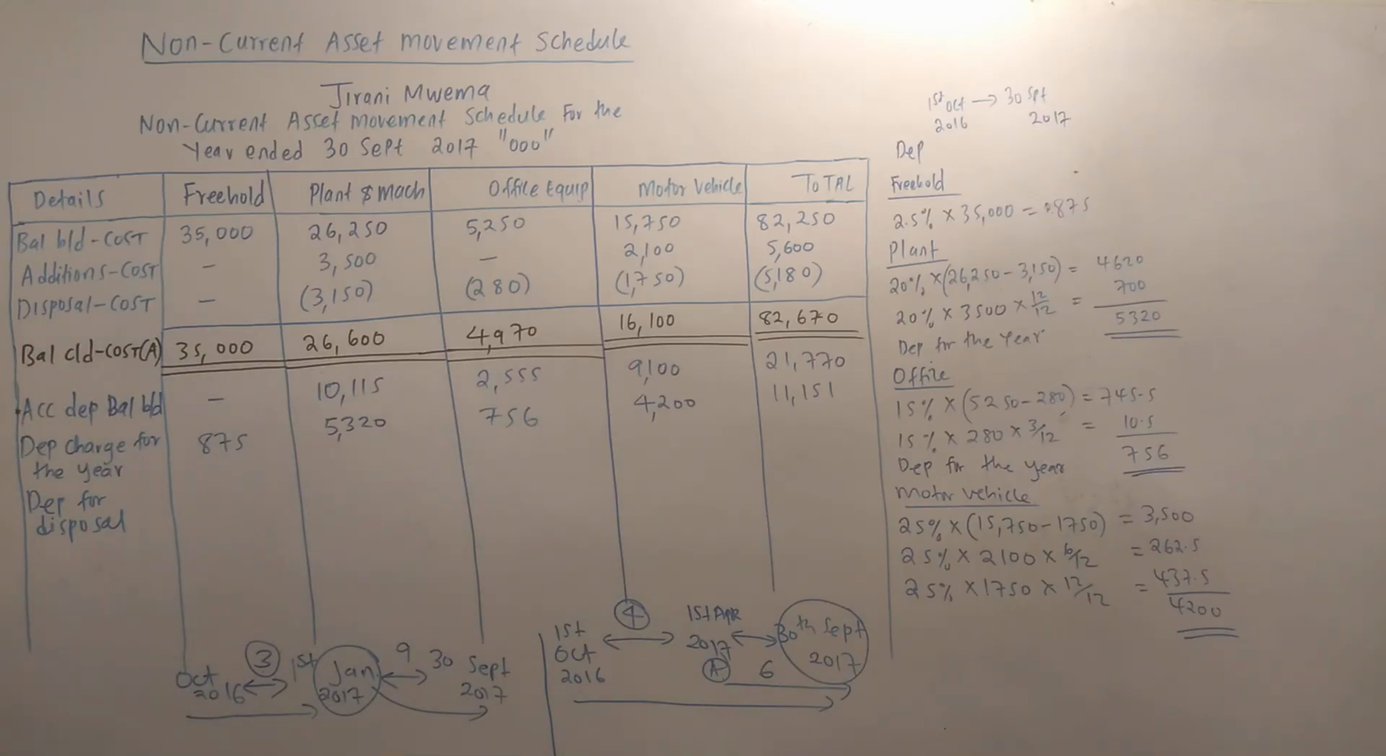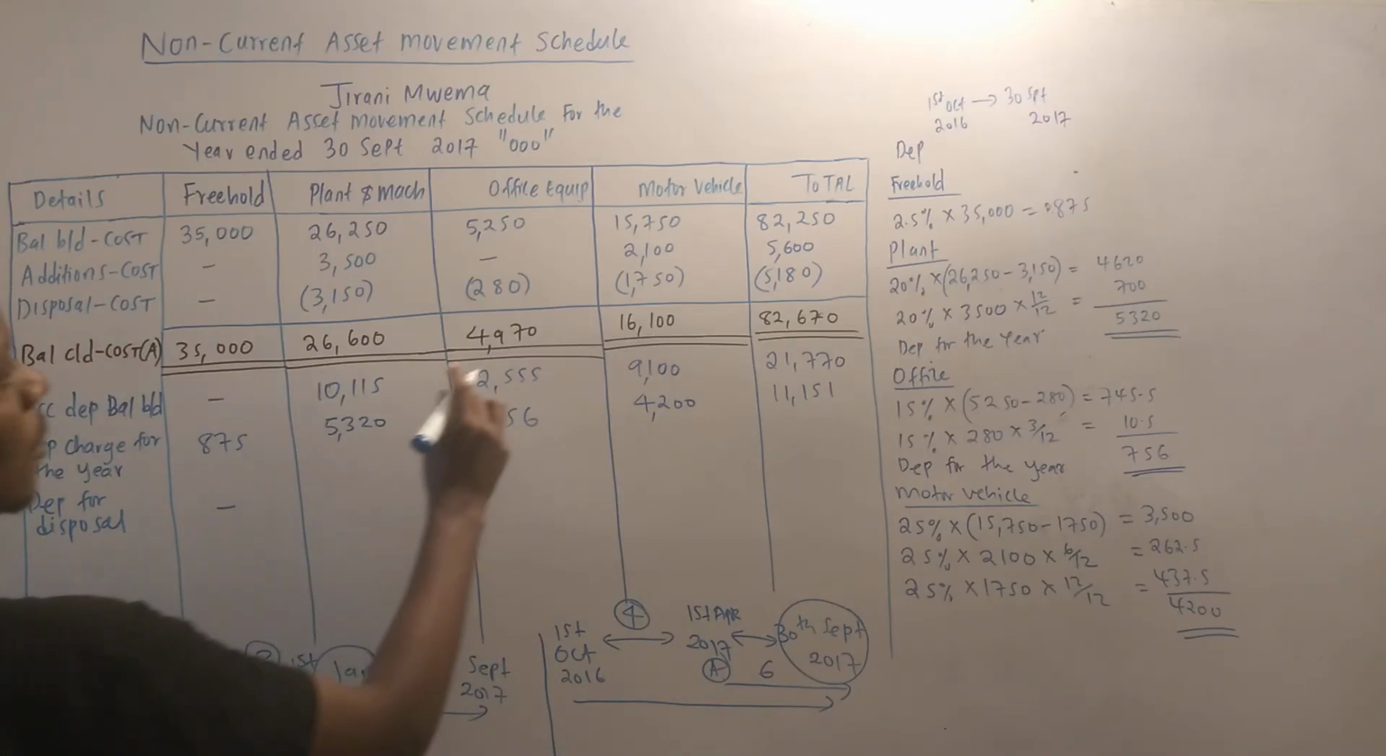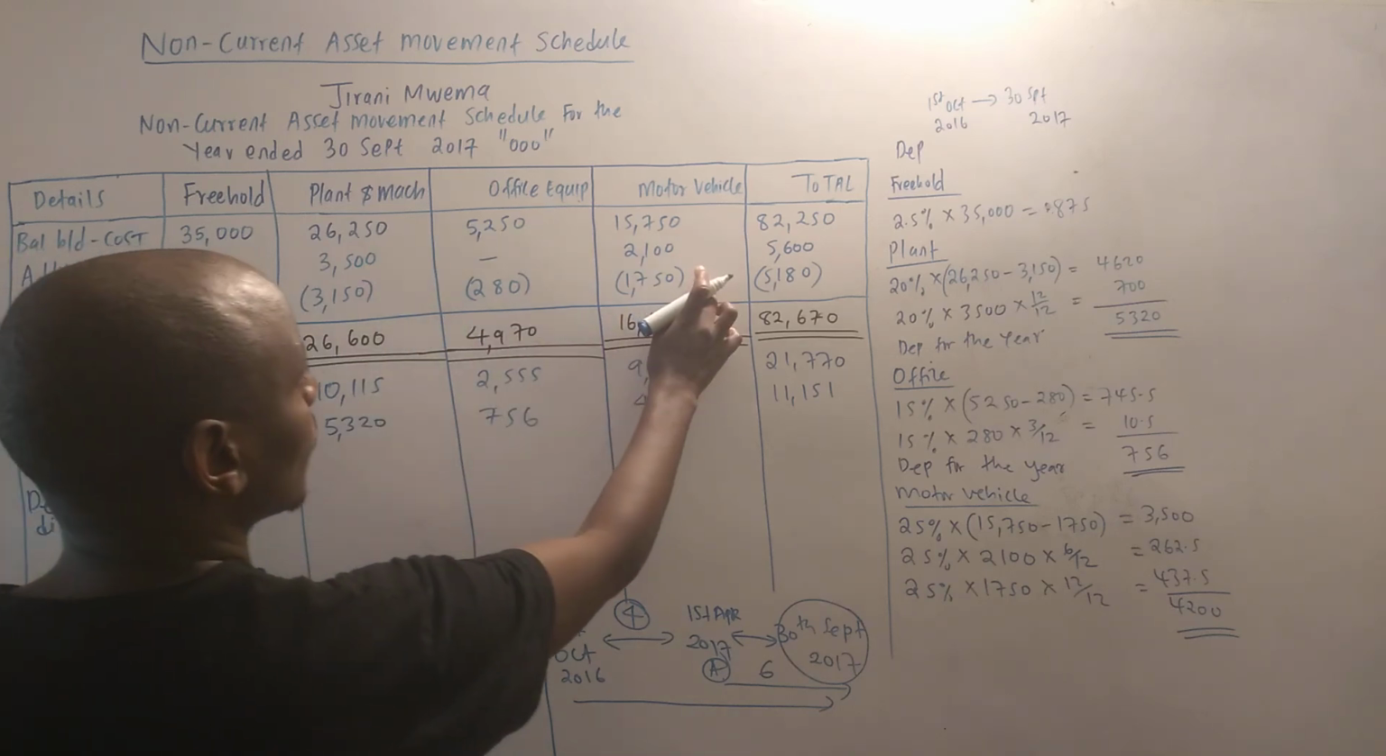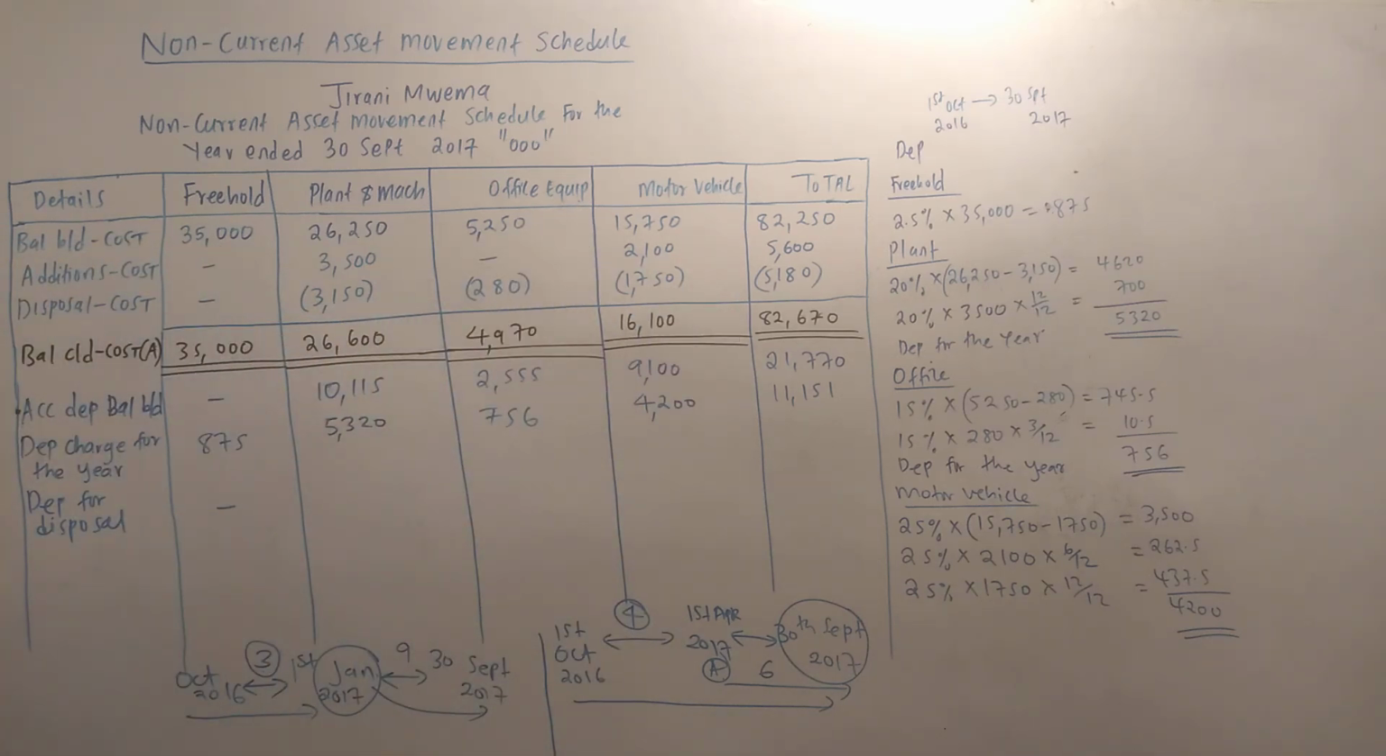So you also consider depreciation for disposal. Depreciation for disposal. So we just check where we have disposal. In this case, we do not have disposal. We have disposal in this one and this one. So let us start with the disposal for plant and machinery. Disposal of plant and machinery.